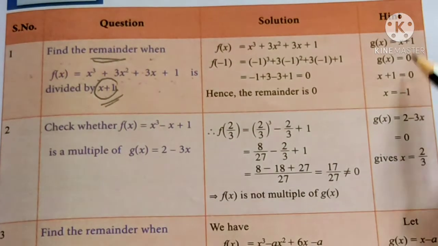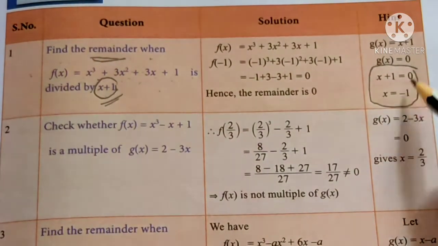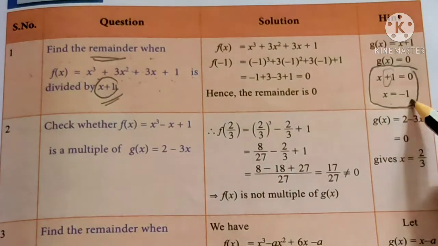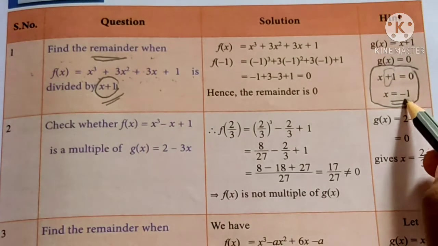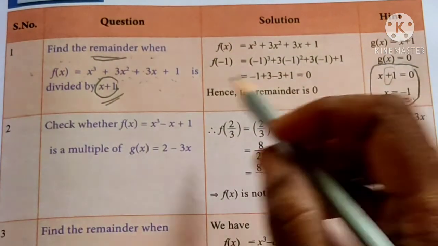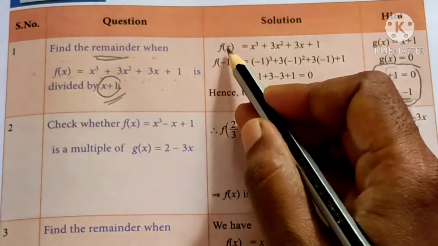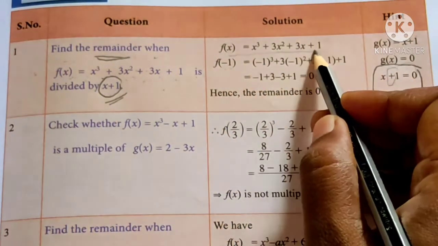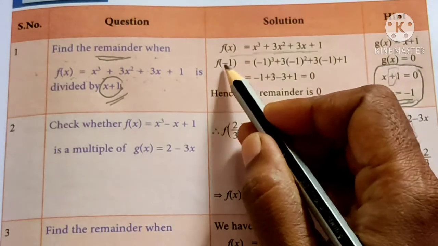Listen to the hint. We take x plus 1 equal to 0. Then what's the value of x? Taking plus 1 to the right side, we get minus 1. This is the value of x. So substitute this value in f of x. Write the given polynomial, then substitute minus 1 in place of x.